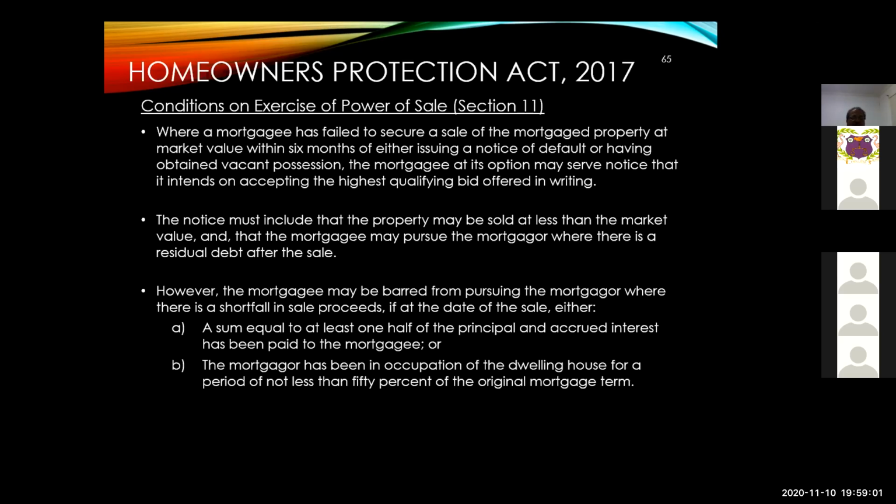However, and I alluded to this earlier, the mortgagee may be barred or prohibited from pursuing the mortgagor where there's a shortfall in sale proceeds if at the date of the sale, either a sum equal to at least 1/2 of the principal and accrued interest has been paid to the mortgagor, or the mortgagor has been in occupation of the dwelling house for a period of not less than 50% of the original mortgage term. And last class I explained, for example, if the original term of the mortgage is 20 years and the client has been in the house, say 10 or 11 years, then as the mortgagee, if there's a shortfall, you can't go after the mortgagor. Okay.